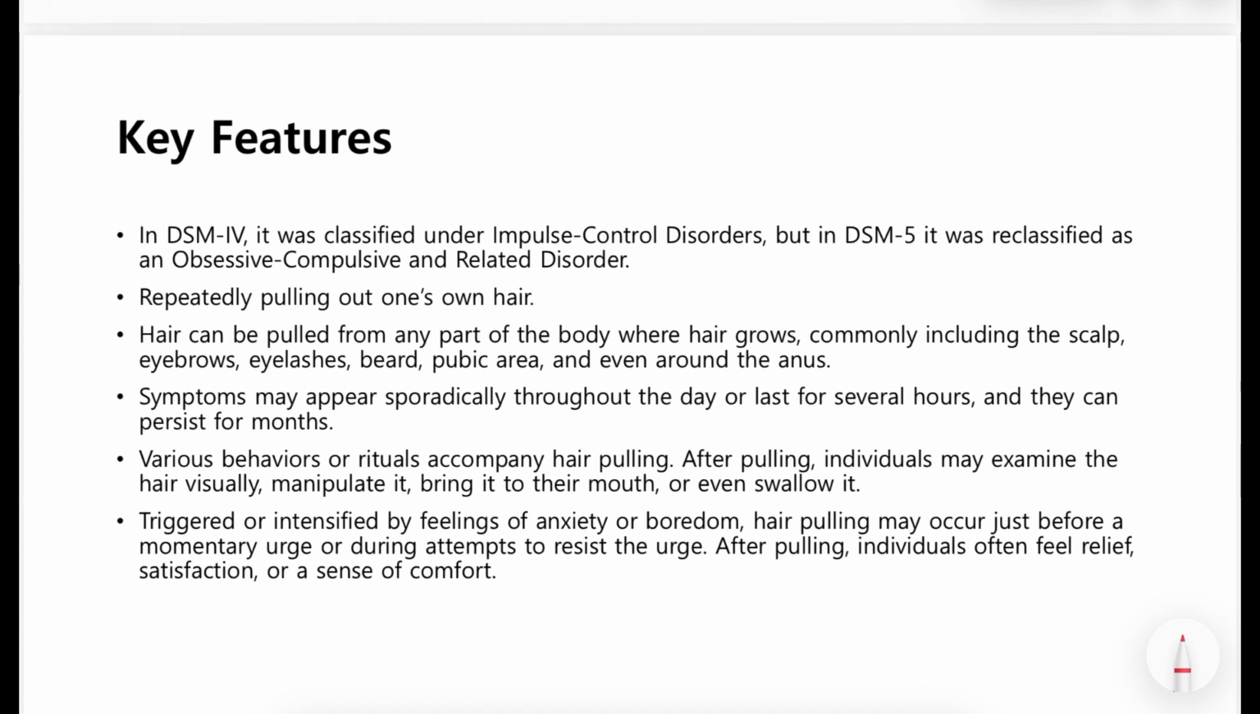In DSM-4, trichotillomania was classified under impulse control disorders, but in DSM-5, it was reclassified as an obsessive compulsive related disorder. The hallmark feature is recurrent pulling of hair, which leads to noticeable hair loss. The most common areas include the scalp, eyebrow, eyelash, beard, even pubic area. Episodes can last from minutes to hours and often persist for months.